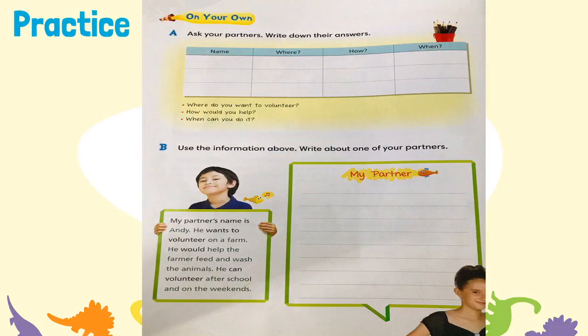I hope that you understand our lesson for today. This is the page where you need to complete the name, where, how, and when. After that, you need to write about your partner, related to exercise B. Teacher hopes that you can do it, and when finished you need to take a photo and send it to teacher by personal Telegram.